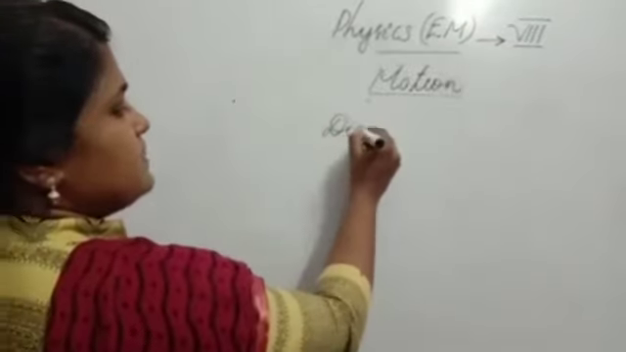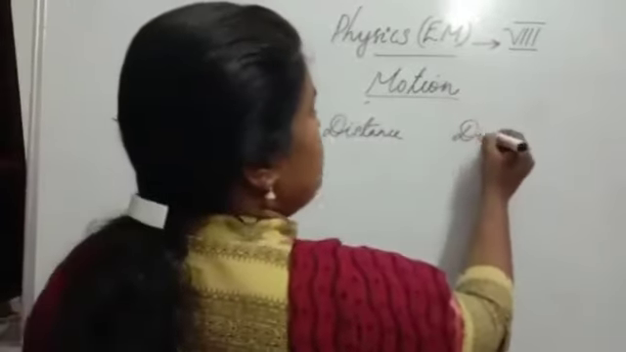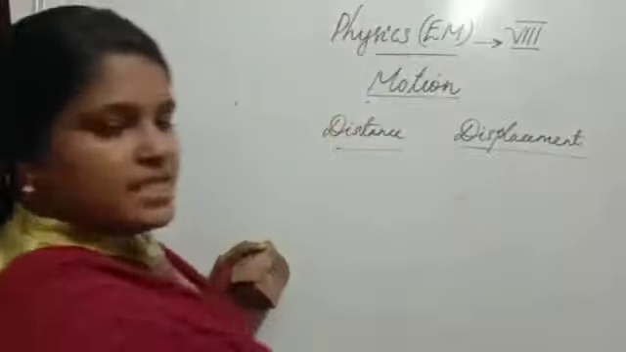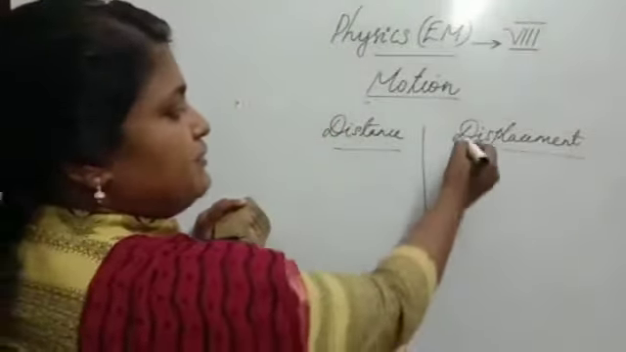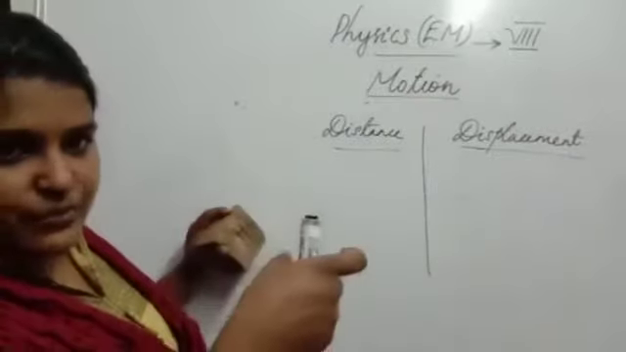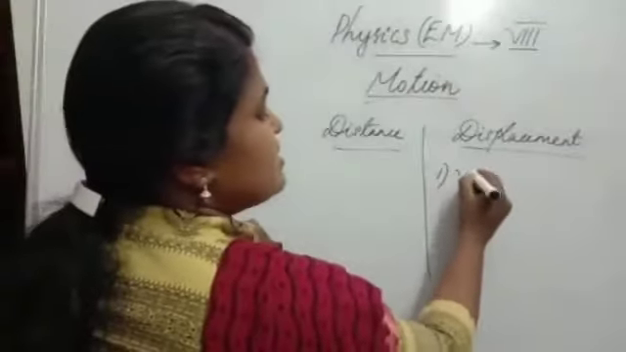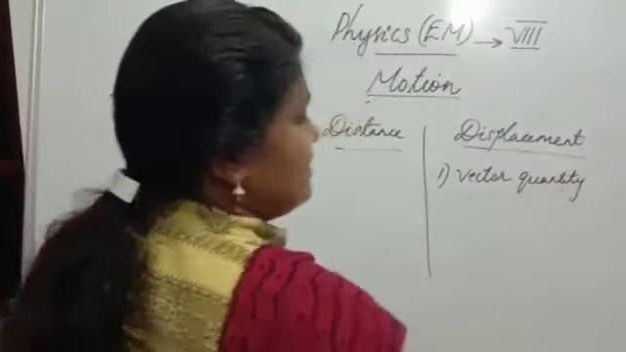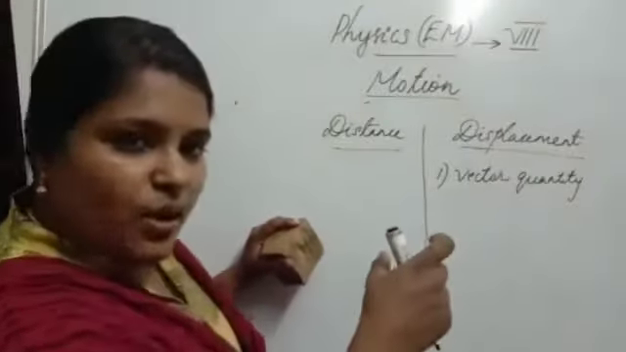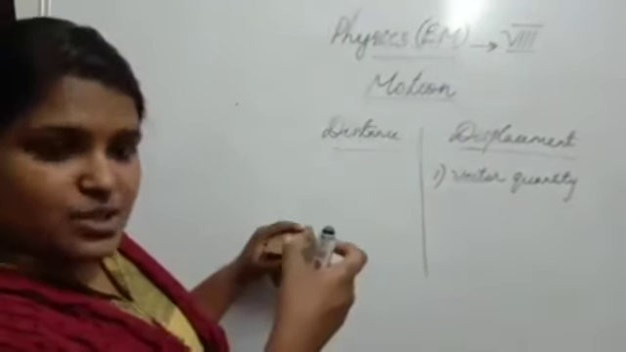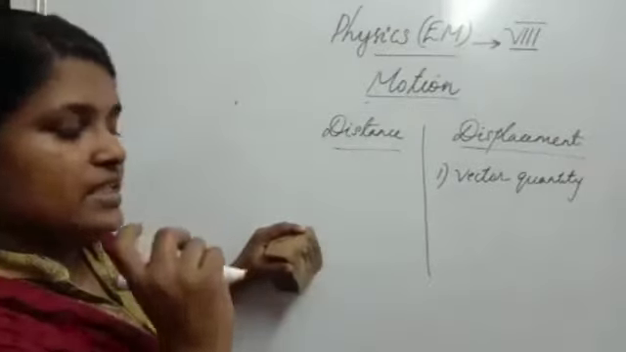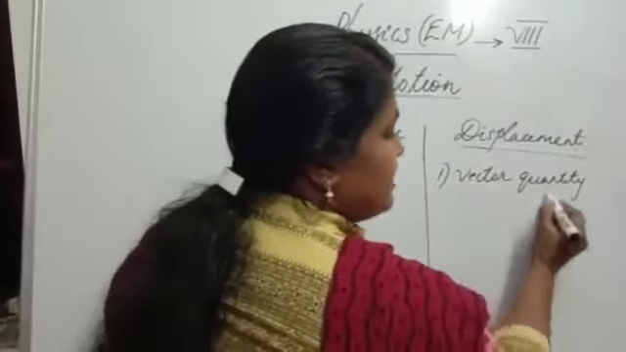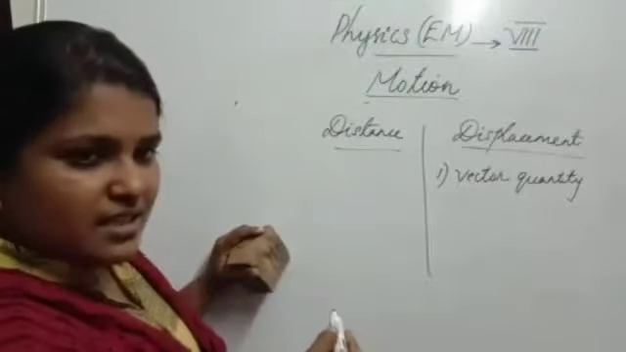Listen about distance and displacement. When we describe displacement, we have to specify the direction, so it is a vector quantity. Vector quantity means a physical quantity which has both magnitude and direction. Such physical quantities are called vector quantities. So displacement is a vector quantity.